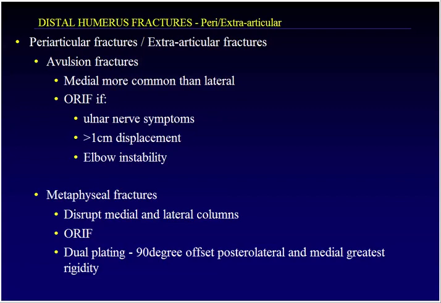And just as with intra-articular fracture of the distal humerus, remember that the most stable construct is dual plates, 2 plates, placed at 90 degrees relative to one another. So typically this means a plate placed along the medial aspect of the distal humerus and a second plate placed posterolaterally. So 2 plates, 90 degrees relative to one another.